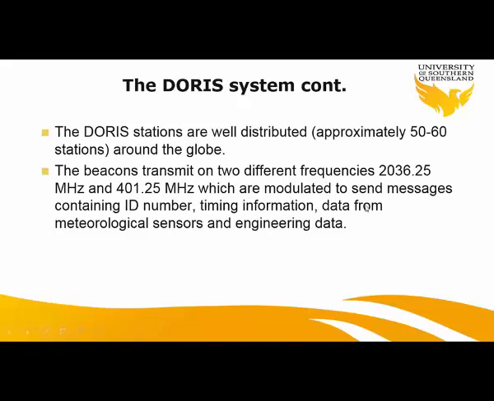As I said, I already showed you these things, so the only thing we can add here is knowing that those frequencies are 2036.25 megahertz, and the other one is 401.25 megahertz, frequency signals which have been modulated by some information. If you know about modulation, we've learned in GPS how we modulate the signal with the information, and I already told you what that information is.